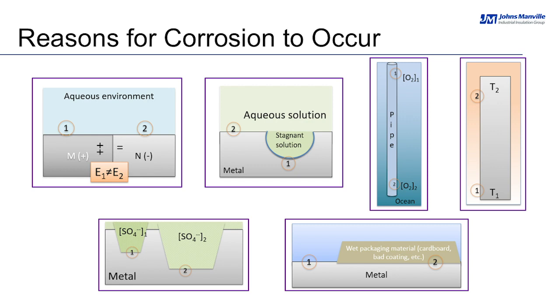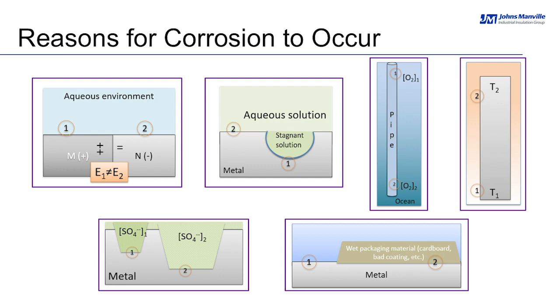The image on the right shows a material exposed to higher temperature conditions. One of the ends, in this case the top end, is at a higher temperature than the lower end. The difference in potential that these two locations will have will also start corrosion. Looking at the images on the bottom row, starting from the left, the metal in this case has two small defects. The concentration of the sulfates is different. The potential difference that is generated when the sulfates are in contact with those locations of the metal also will cause corrosion to occur.